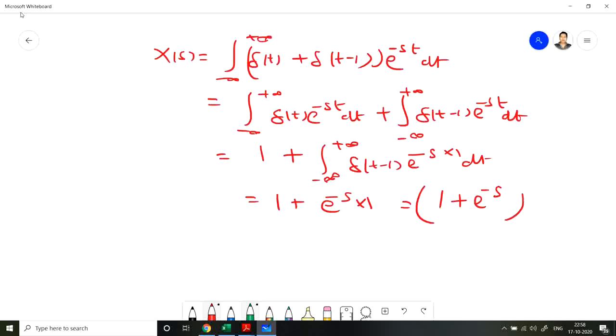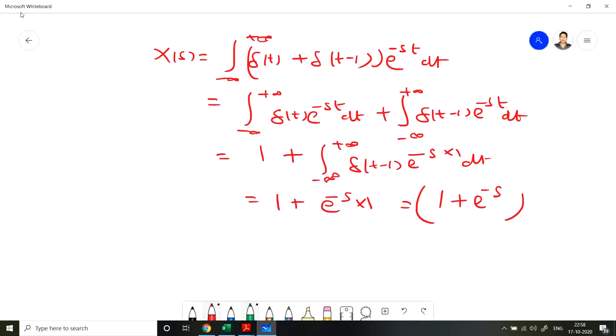So the Laplace transform of this signal is 1 plus e raised to the power minus s, and we can see that the ROC is again the entire s plane. The ROC is the entire s plane.